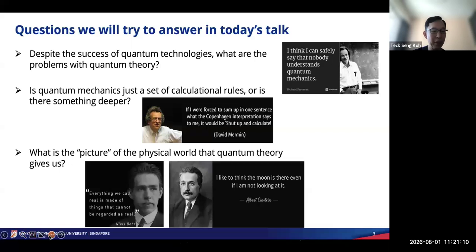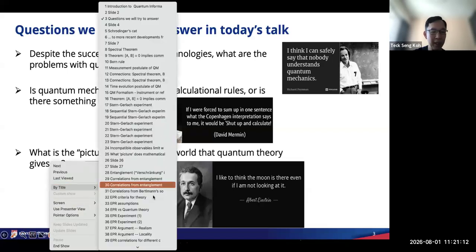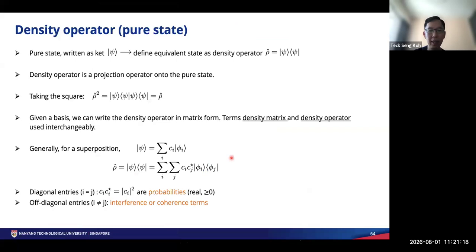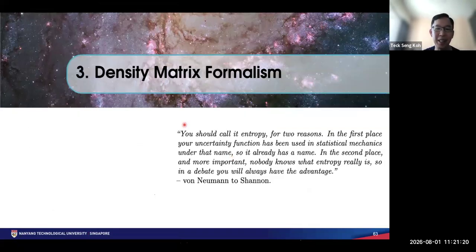So we are going to try to do that with the idea of decoherence. But before that, we have to talk about a bit of mathematics, or a bit of formalism, called the density matrix formalism. Now I've already talked for 1 hour 20 minutes.